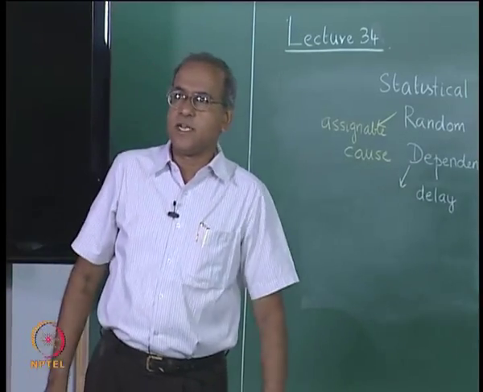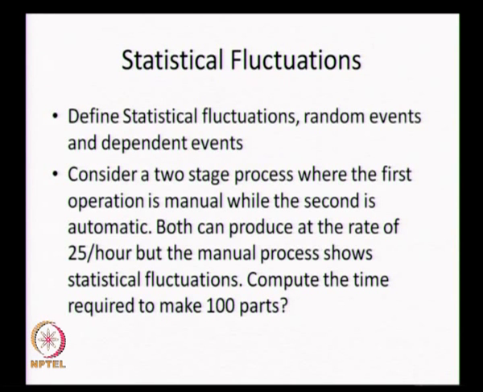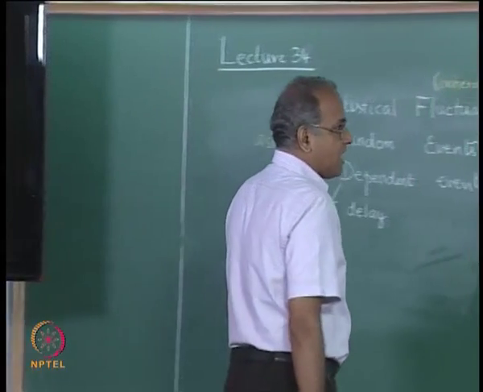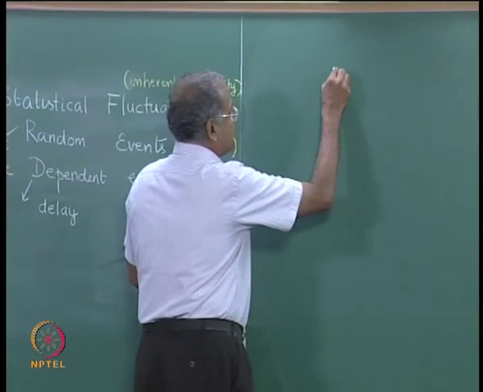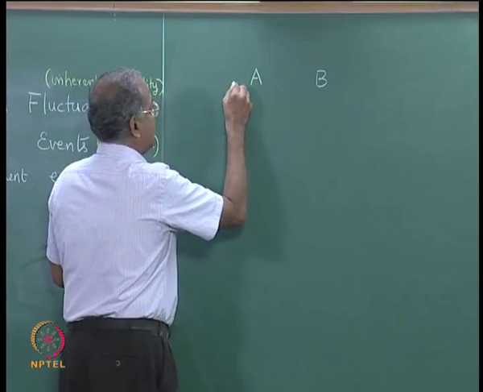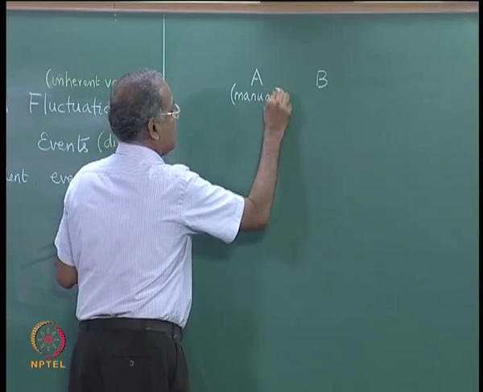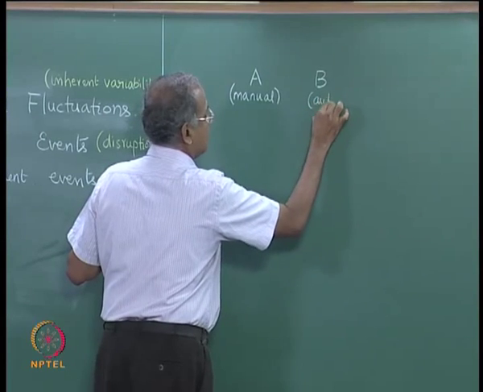Consider a two-stage process where the first stage is manual and the second stage is automatic. Both can produce at the rate of 25 per hour, but the manual process shows statistical fluctuations. Compute the time required to make 100 parts. Let us call these processes A and B. A is the manual process and B is automated.